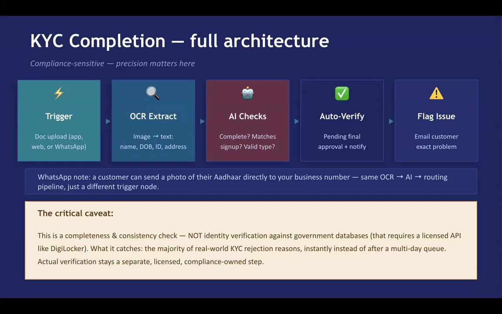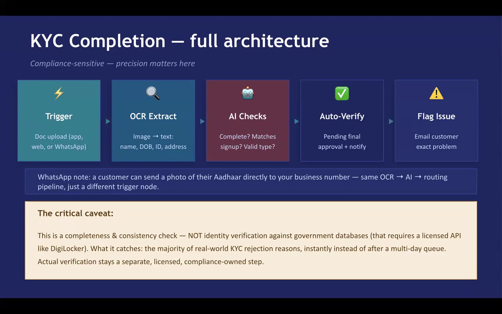So the agent will extract whatever the OCR service gives it, and then it'll analyze all of that and run a completeness and consistency check. Are the required fields present and legible? Does the name on the document match whatever the customer has typed in? Is it one of the accepted documents? Is there anything that indicates tampering or not? Again, the prompt engineering here matters a lot. And if everything checks out, the agent can mark the KYC status as auto verified and pending final approval.